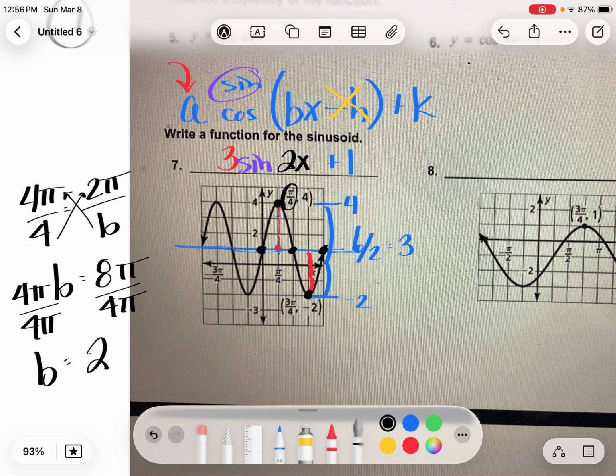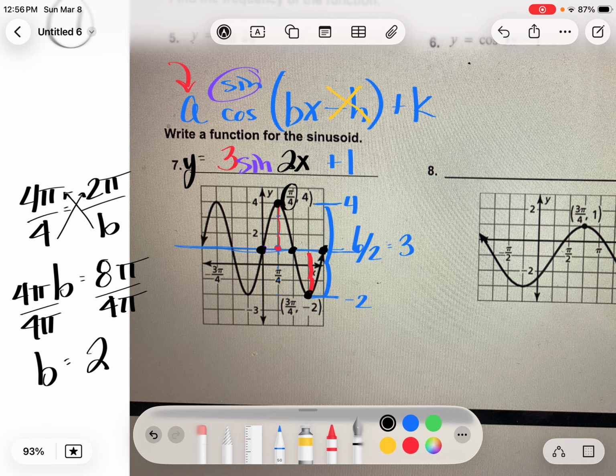So that's the full formula right there, of the sinusoid for number 7. Each of those different colors, I did that on purpose so that you could see what I did to get those things. So if you notice, the blue and the red kind of work together. And then the black would be kind of on its own, as well as maybe the purple, just to know if it's a sine or a cosine curve.